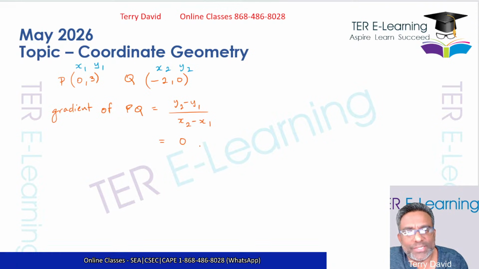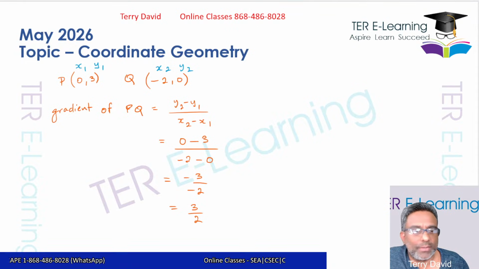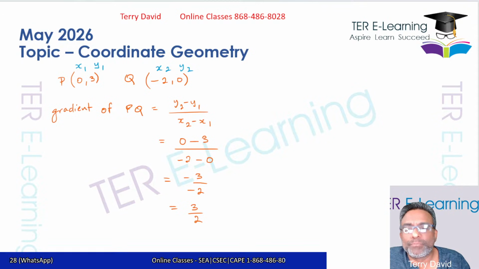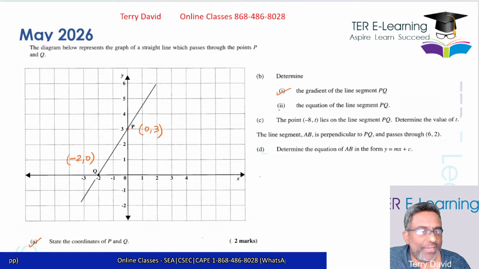So my y2 here is 0. So this is going to be 0 minus 3 all over x2, which is -2 minus 0. This is going to work out to -3 all over -2. So this is going to give us a gradient of 3 over 2. So that's relatively straightforward. That's B part 1, the gradient of the line segment.